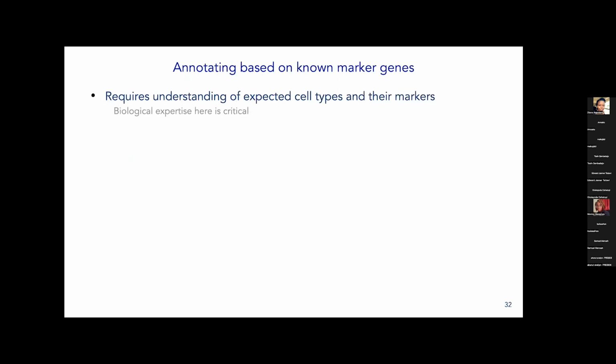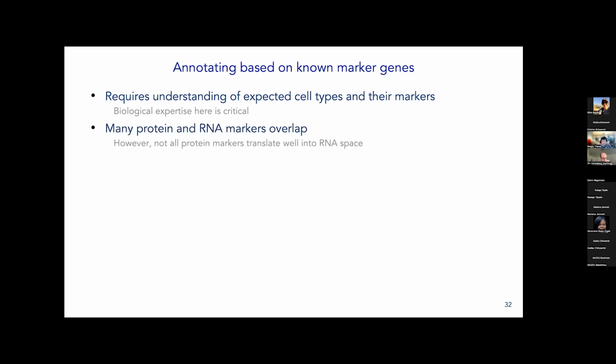So the first type of annotation that we will discuss is annotating based on known marker genes. This just requires understanding of the expected cell types and their markers. Here you will need certain biological expertise of the model that you're working on. So if you're working with intestines, you should go back to the basics and try to understand what the intestine is. If you're working with blood, the same thing.